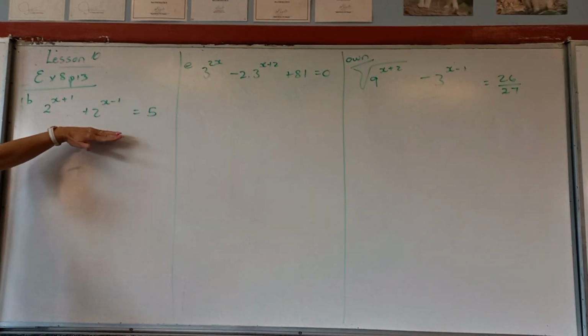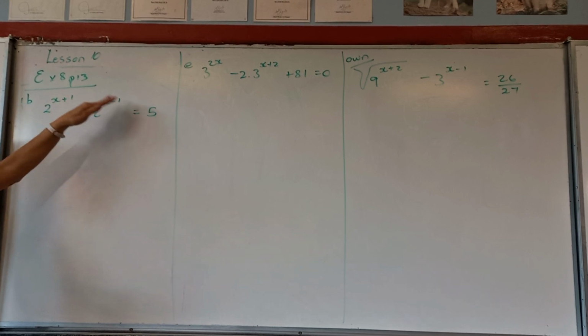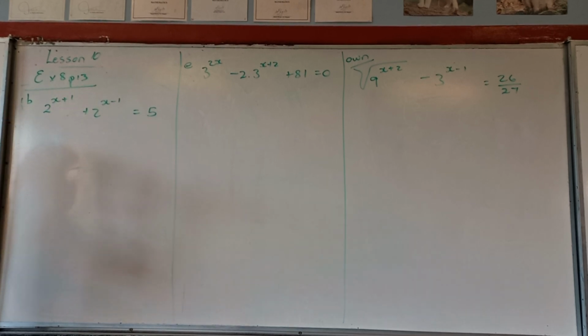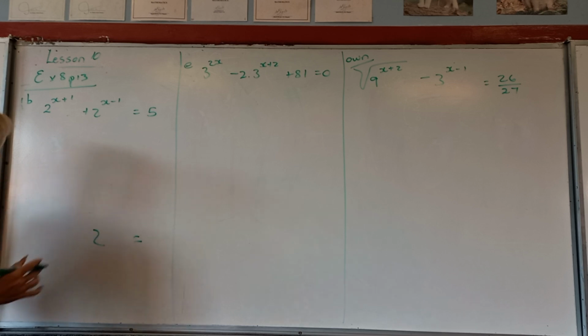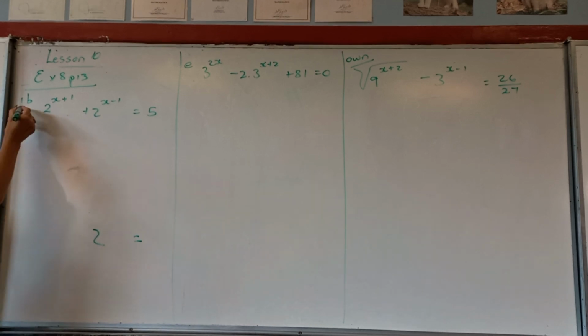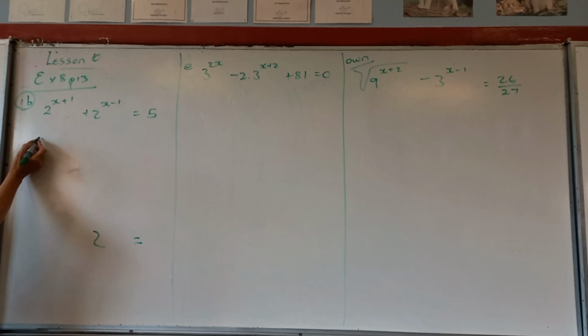Still the question says: solve for x. I'm seeing an exponential equation, so my brain is saying there should be a 2 to the something with the x equal to 2 to the something. That's what I'm aiming for. Are you with me? But the problem in the sum is the plus.